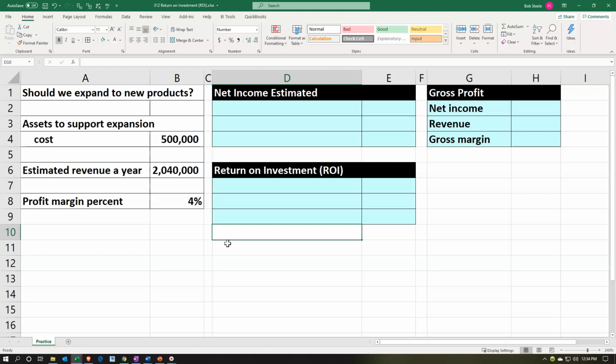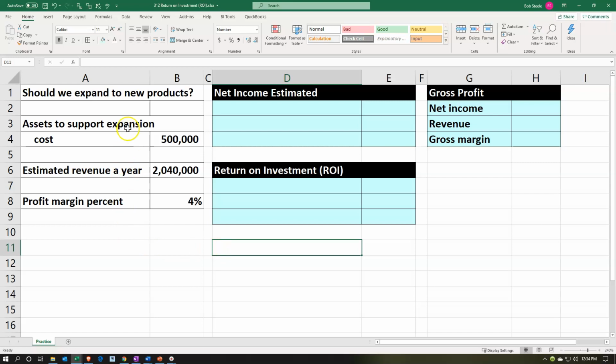In other words, oftentimes when we're thinking about an investment type decision, we're thinking we have to put money down up front in order to achieve some type of goal in the future. And so we want to think about that comparison, the gains versus what we have to put down up front. So let's take a look at this.